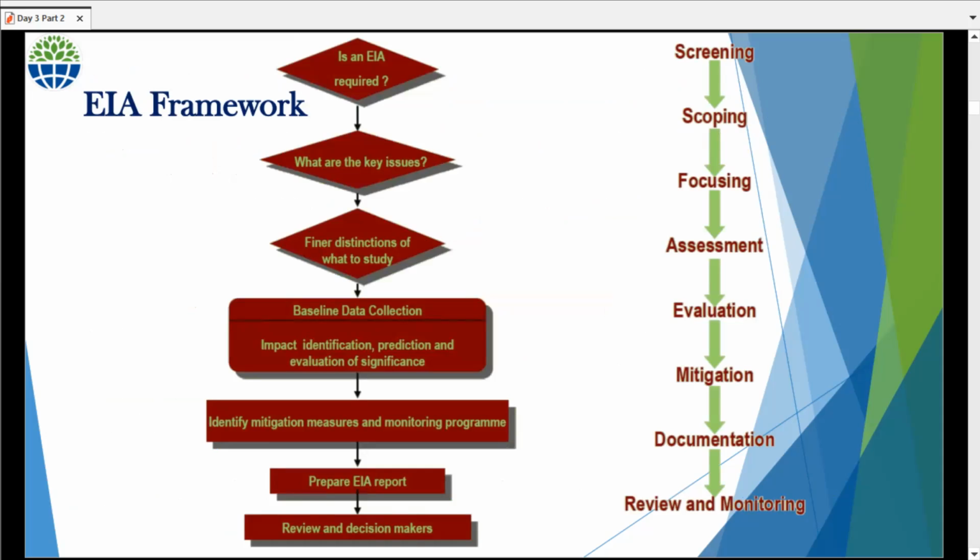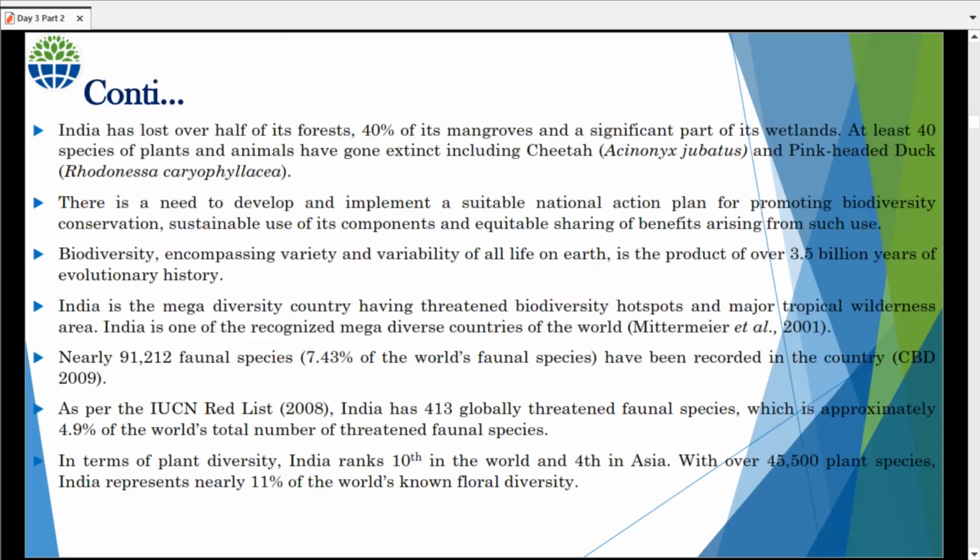So under the EIA, the process starts from screening, scoping, to monitoring. But in this case, what type of baseline data for ecology and biodiversity you need to create in terms of flora and fauna, we have already discussed. So there is a need to develop a sustainable action plan for promoting biodiversity conservation for every developmental activity, because we must be aware of the cheetah and the pink-headed duck. These have become extinct, in the wild and not in the wild everywhere. Now we don't have this type of species.